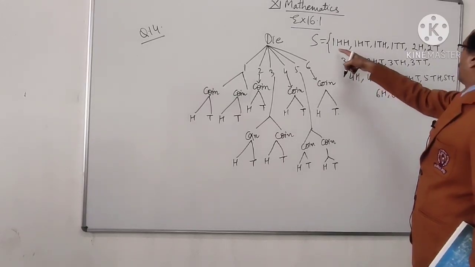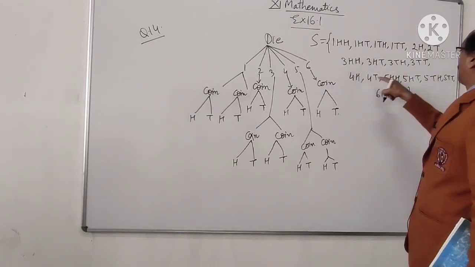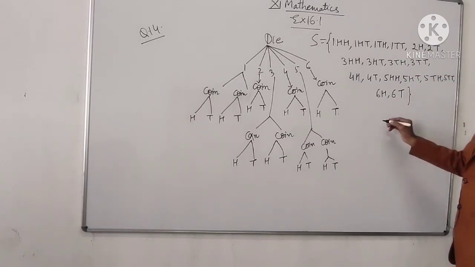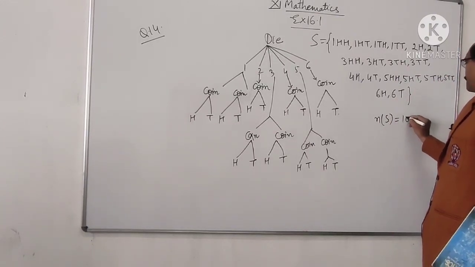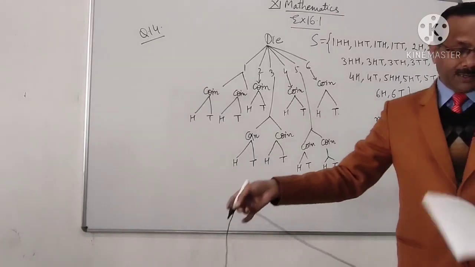So there are 4, 5, 6, 7, 8, 9, 10, 11, 12, 13, 14, 15, 16, 17, 18. So the total is 18 cases. There are 18 possible outcomes.